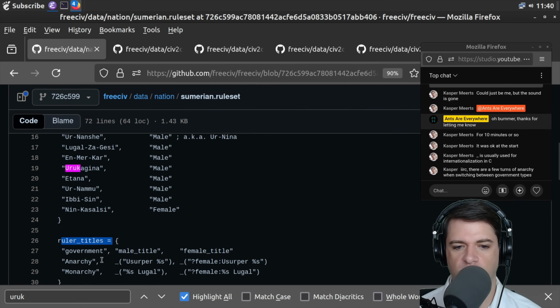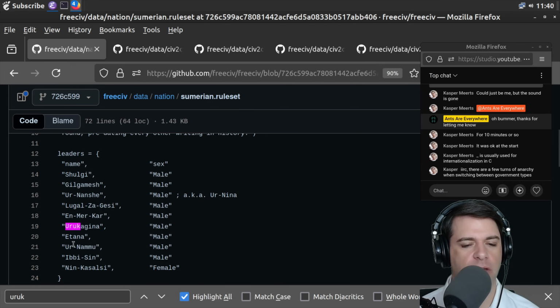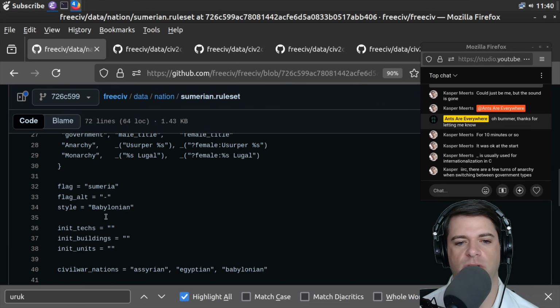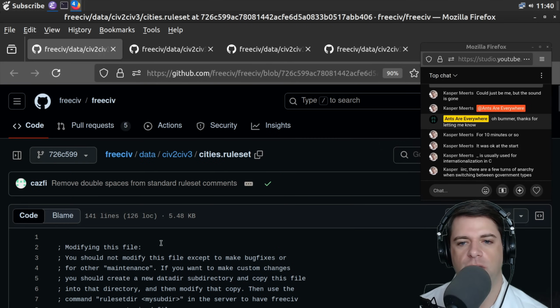And the ruler titles, we have anarchy and monarchy. So for anarchy, we have usurper as the title, and for monarchy, we have Lugal. And the leaders are people I don't think I've heard of. Ur-Nammu, Shulgi, Gilgamesh. Everyone's heard of Gilgamesh. Okay, that's actually the main thing I was wondering, whether Gilgamesh was in here. So that's Sumeria. There's a bunch of other rule sets.